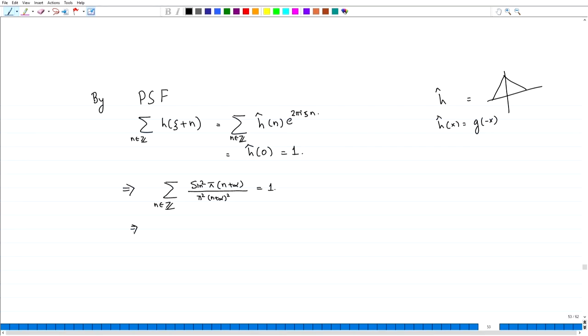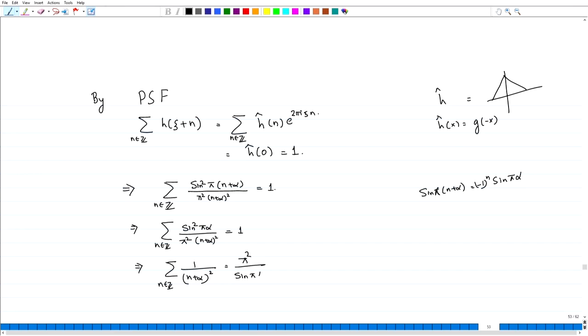Okay, so now this sin of pi n plus pi alpha is nothing but minus 1 to the power n sine of pi alpha. Now if I take the square, then n varies over Z, this is sine square pi alpha divided by pi square (n plus alpha) square, which is equal to 1. This implies that summation n varies over Z of 1 over (n plus alpha) square is equal to pi square by sin square pi alpha.